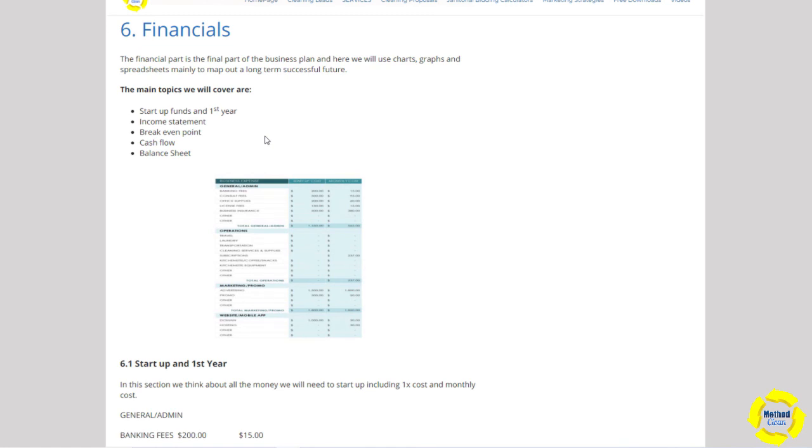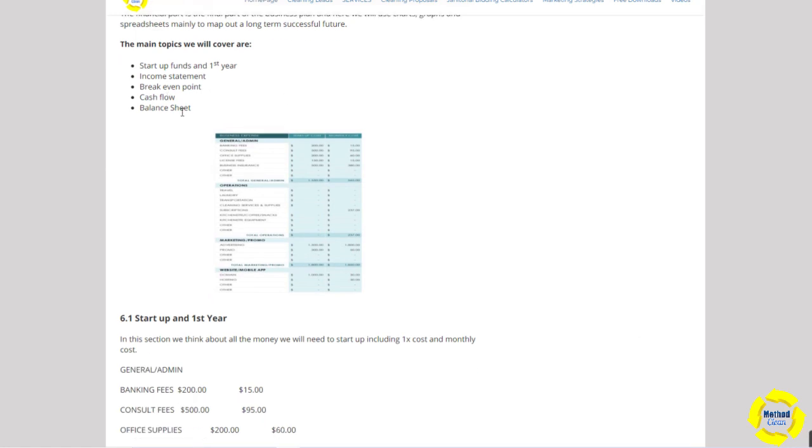to be keeping track of. What are my startup funds going to be? Our income statement, our break even point, our cash flow, especially. Businesses don't go out of business, they run out of money. There's lots of good companies out there, they just don't physically have the money, and that's where the credit policies come in, and what our balance sheet is.